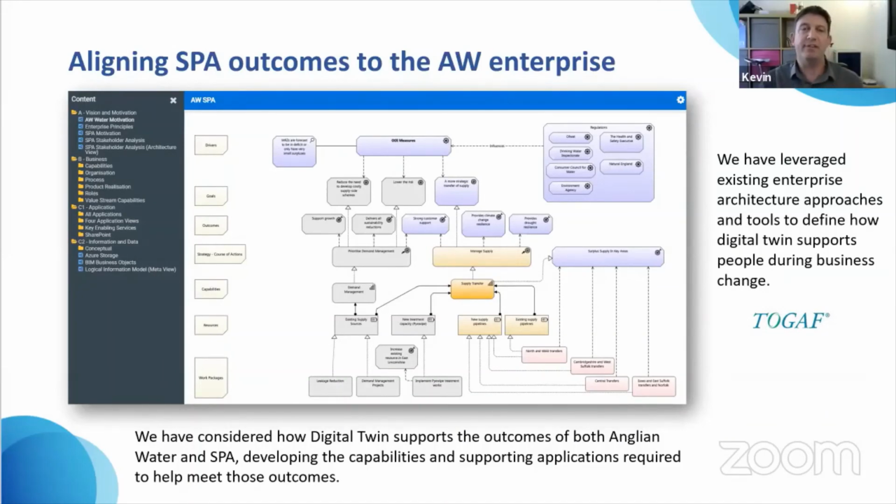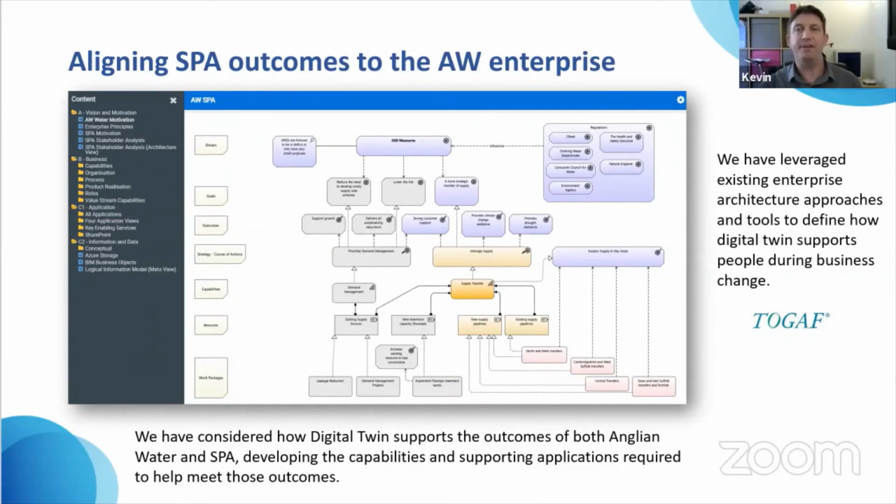So I wanted to give a slightly different view now from the Strategic Pipeline Alliance, or SPA for short, which is a capital delivery programme within Anglian Water, delivering a new pipeline that's going to extend from the north of the region all the way down to the south. Now, what's really interesting about SPA is it gives the opportunity really to think about how the digital twin in the capital delivery phase can support the outcomes of Anglian Water as a business.